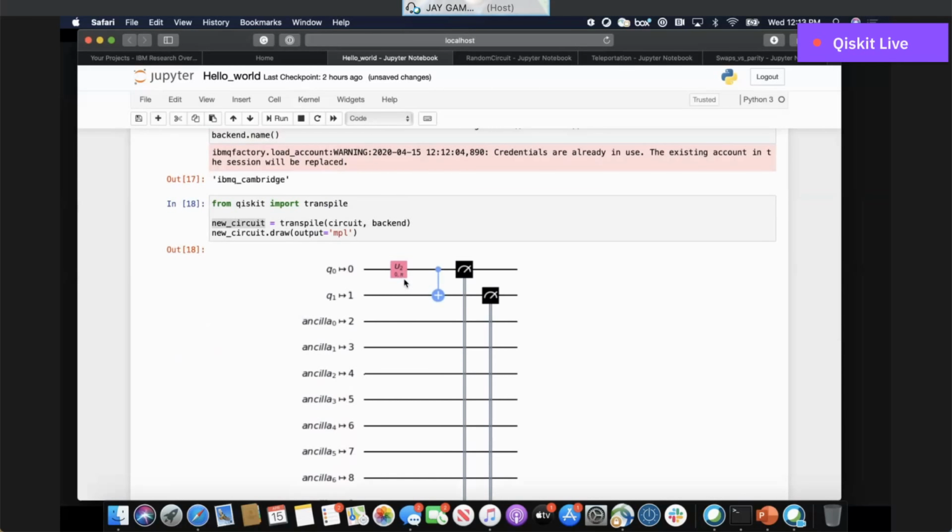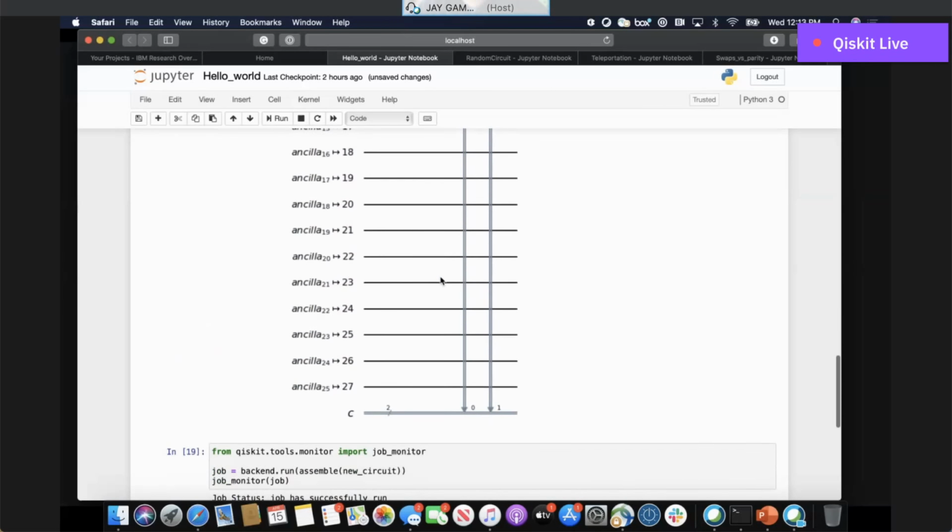This gate simply says on the backend, apply a phase change, then do a rotation to take you from 0 to 0 plus 1, then do another frame change, and then apply your CX gate. So you see that this takes account of all the backend information to give you a circuit that can actually be runnable on real hardware.